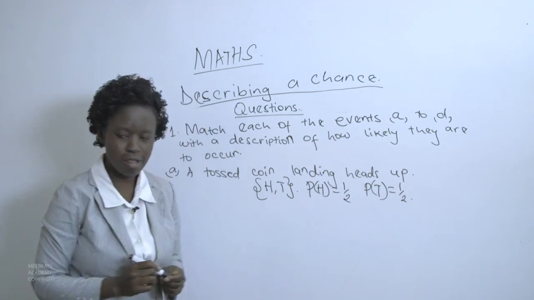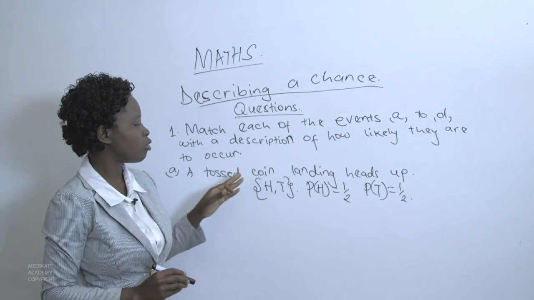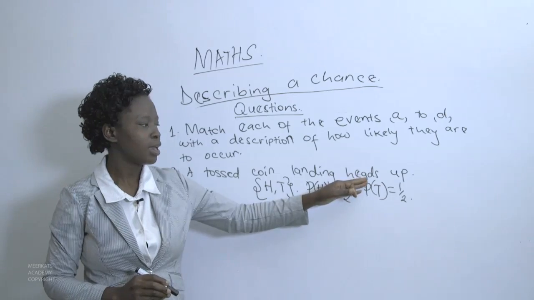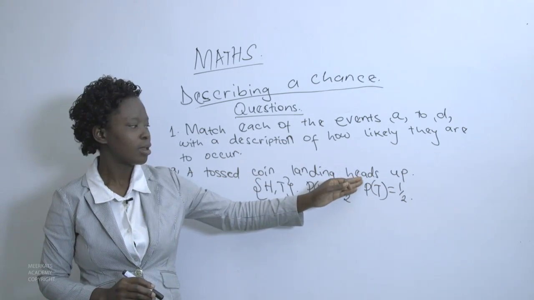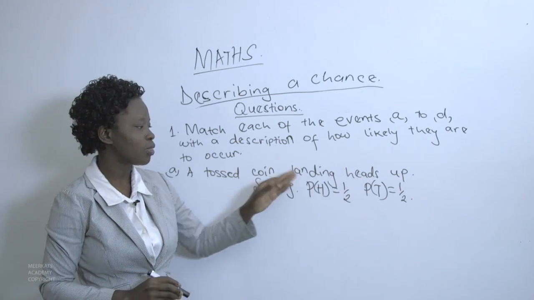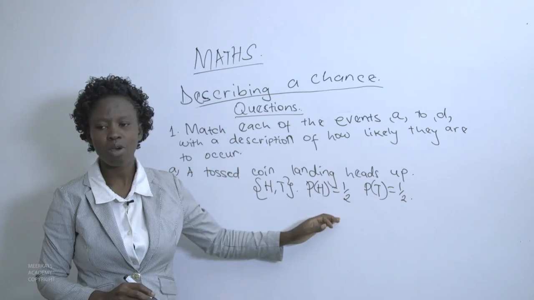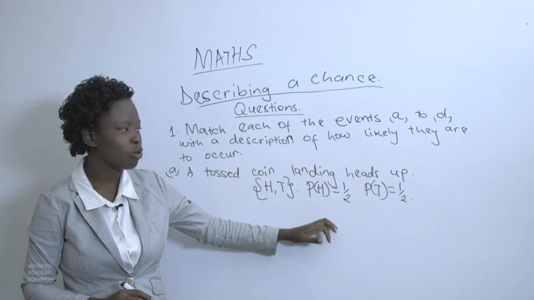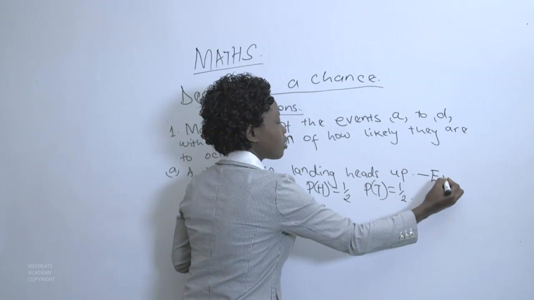So the question is asking us to describe the likeliness of getting a head when the coin is tossed. Looking at it, getting a head and getting a tail have the same opportunities to occur. So in this case, we say there is an even chance.